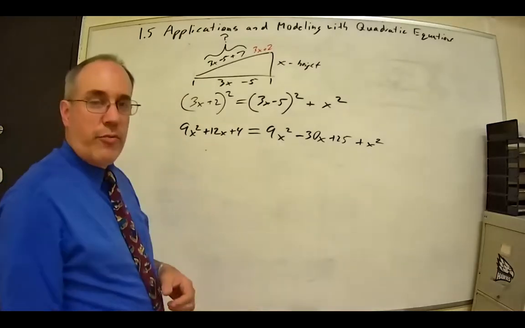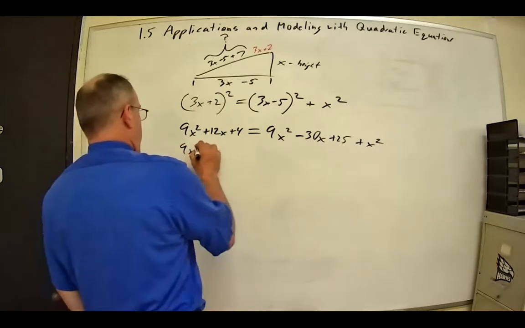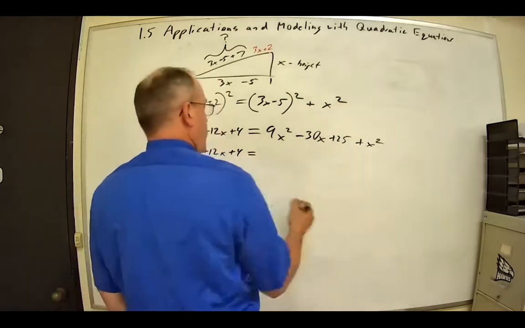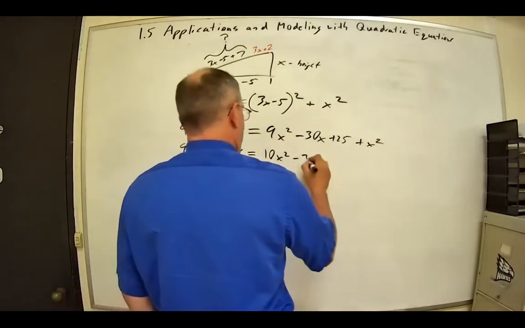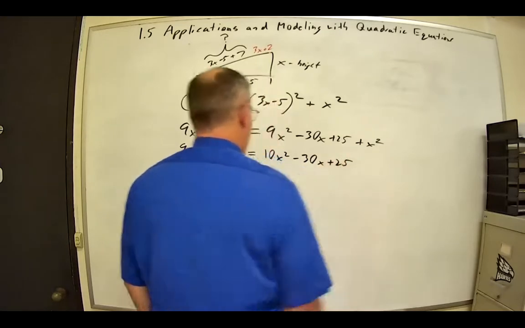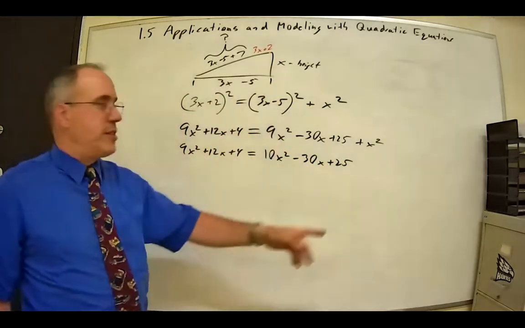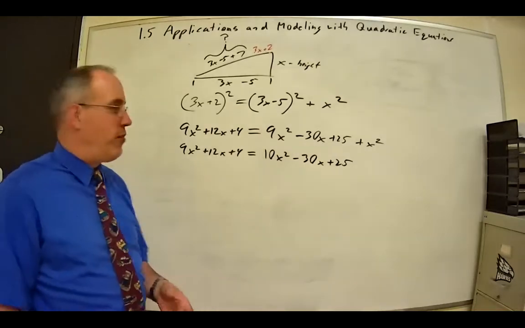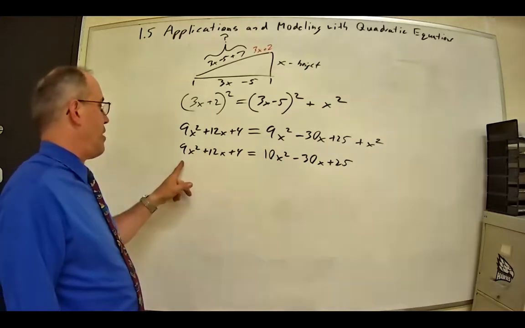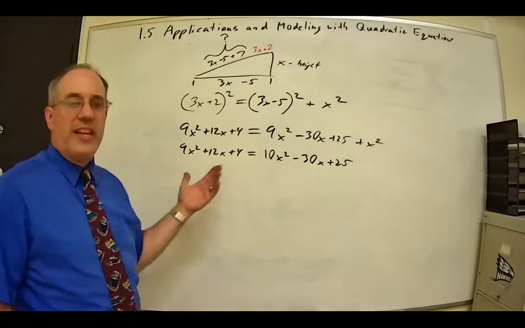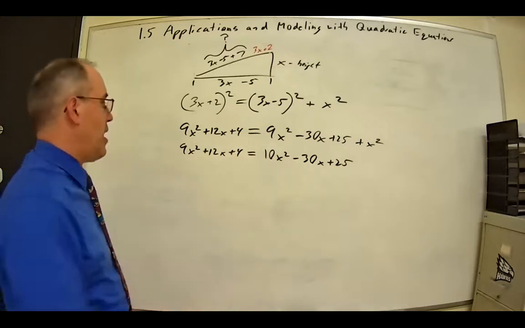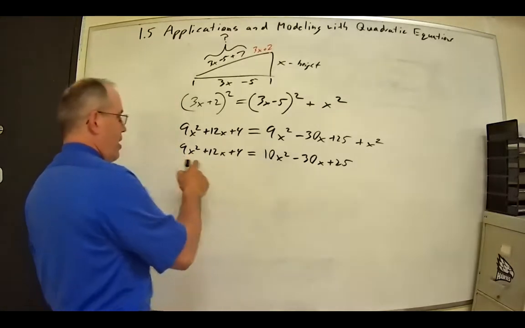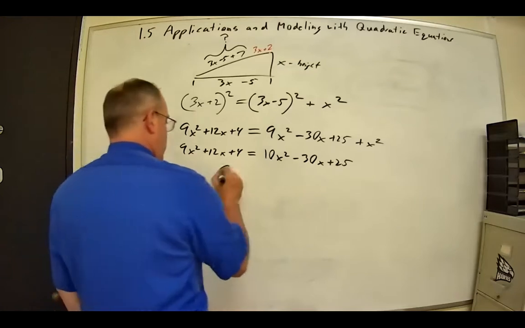Now we start combining like terms. 9x squared plus 12x plus 4 is equal to 9x squared plus x squared, which is 10x squared, minus 30x plus 25. Bring them all over to this side. Why am I bringing them over to this side? Well, really because I like to keep a positive leading coefficient. I see 10x squared here, 9x squared over here, so if I brought it the other way, I'd end up with a negative in front. So I'm bringing it to this side, and I have to bring everything over. So if I subtract 9x squared, subtract 12x, and subtract 4, this is going to be 0.